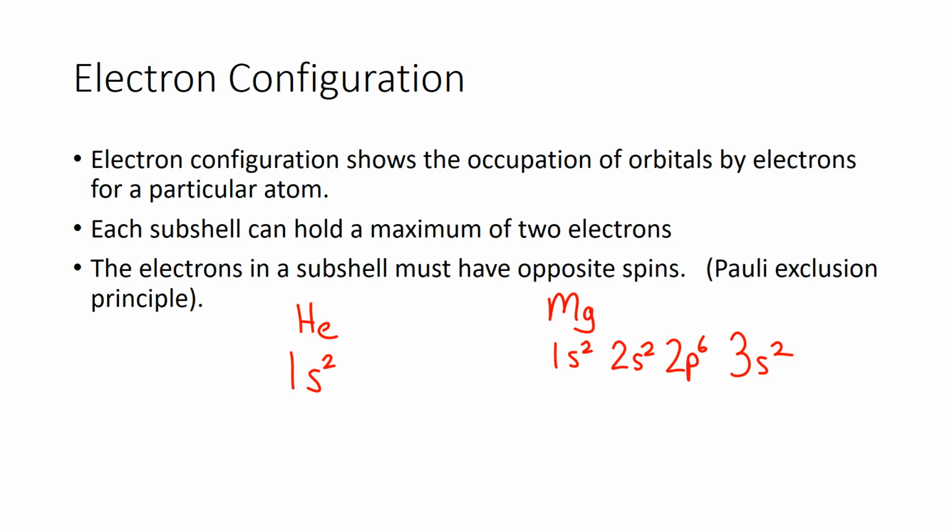That's one of the ways that we're going to do this. This is called a regular order configuration. If I was representing this, why couldn't you just do 3s2?